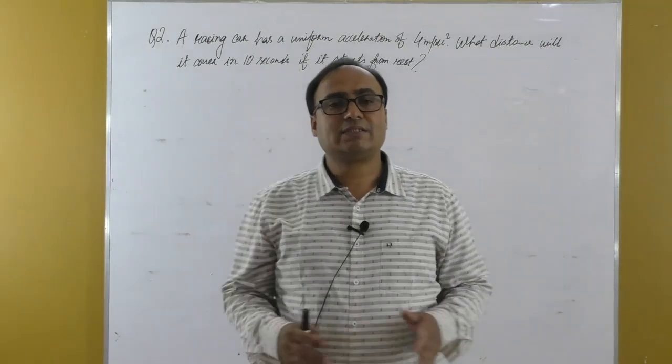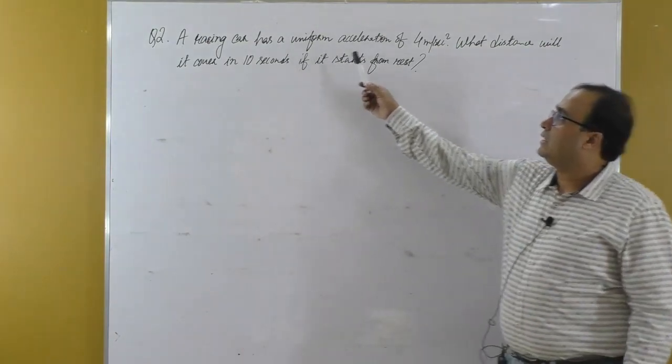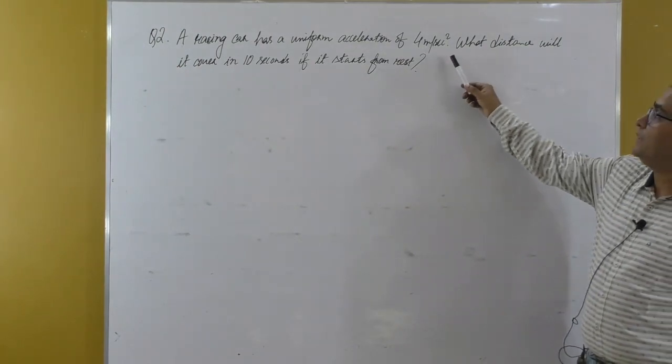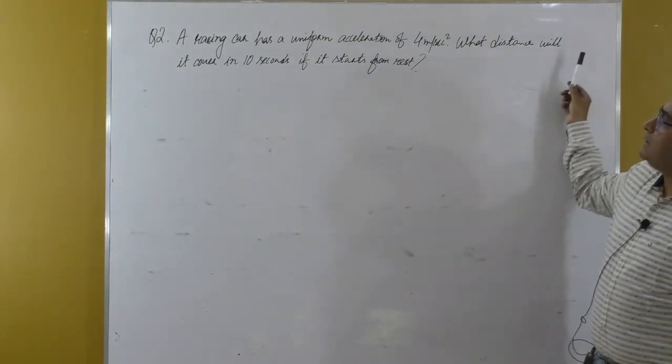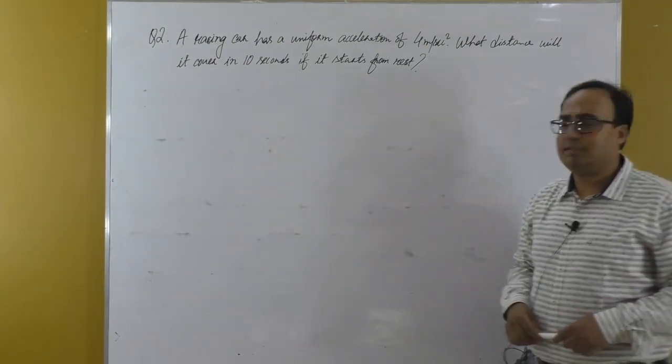Now we are going to discuss the second question of this part. Question number 2: a racing car has a uniform acceleration of 4 meter per second square. What distance will it cover in 10 seconds if it starts from rest?